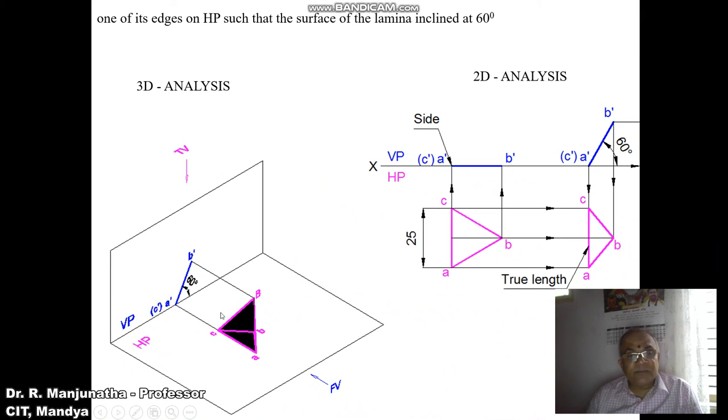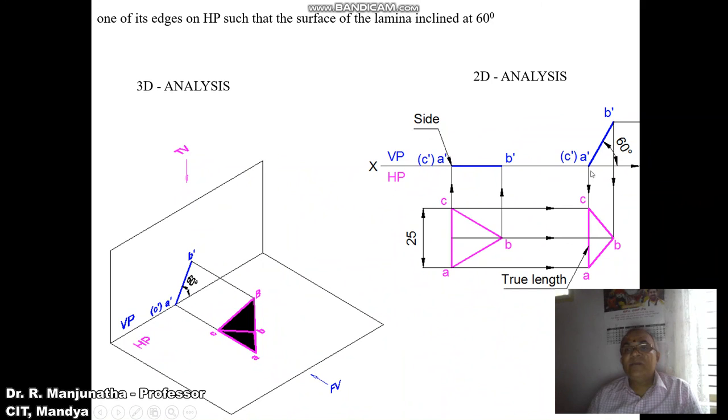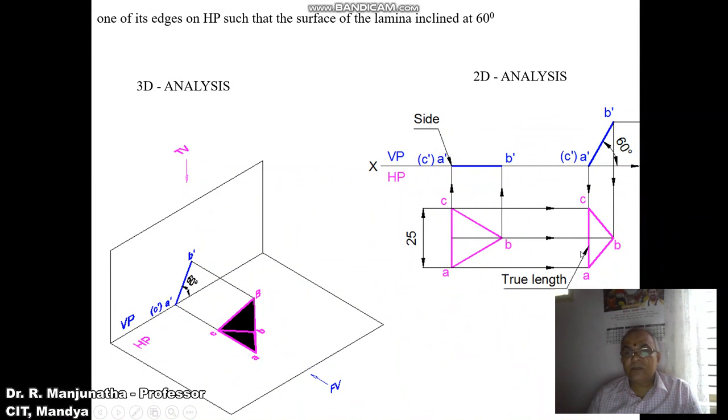So when the surface becomes inclined at 60 degrees to HP, obviously that surface is still perpendicular to VP. That is the reason you get a line in the front view in the second position. That is also quite evident in this orthographic view, wherein we take any convenient distance and mark that point, which is A dash C dash, parallel to HP. So obviously you get the true length in HP here.